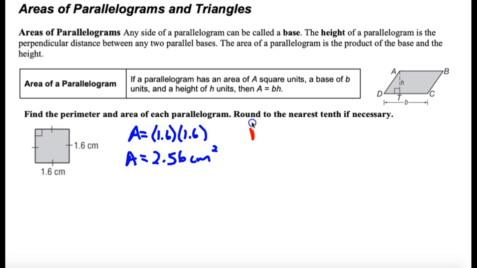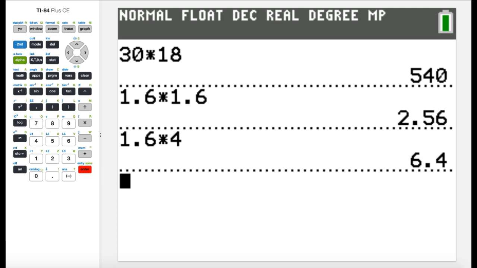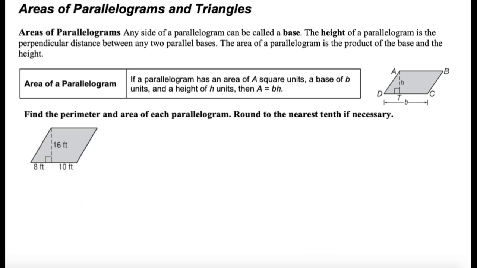Then my perimeter will be all four sides added together. So that'll be 1.6 plus 1.6 four times. So I could just do 1.6 times 4, and that'll get me 6.4 for my perimeter. So my perimeter is 6.4 centimeters.